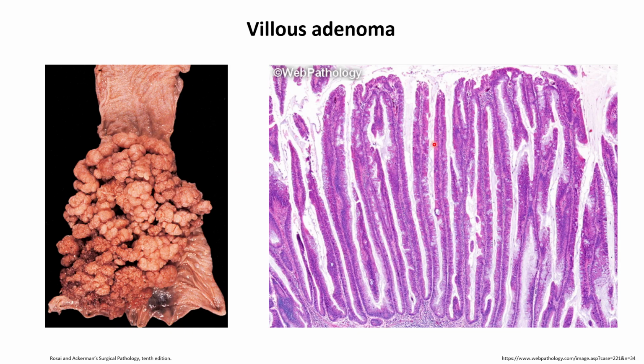In the picture on the right, we can see the microscopic image of the villous adenoma where there is villous architecture. We can see the many villi as opposed to the tubular glands that we saw in tubular adenoma. So here we see villous architecture, and in addition we have low-grade dysplasia.